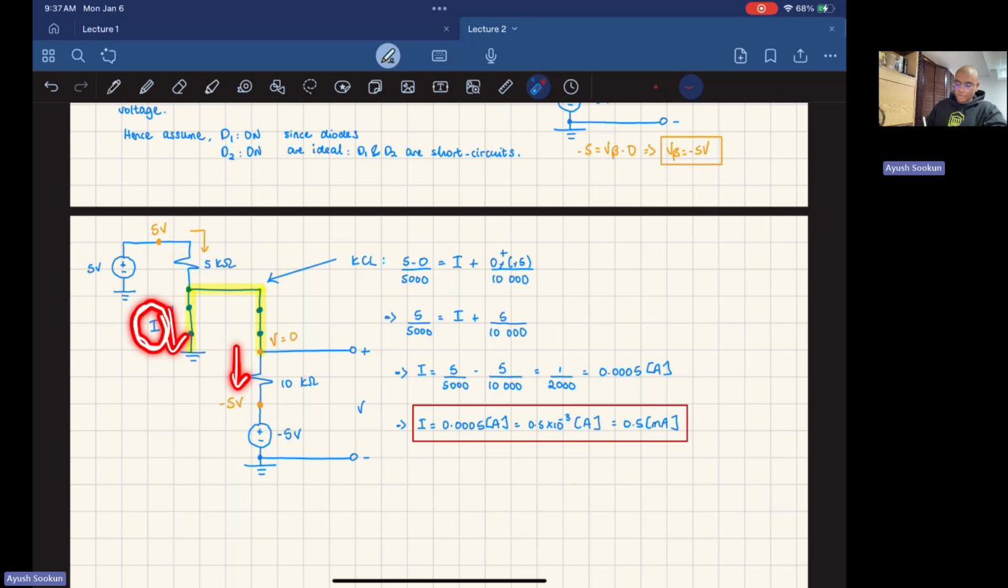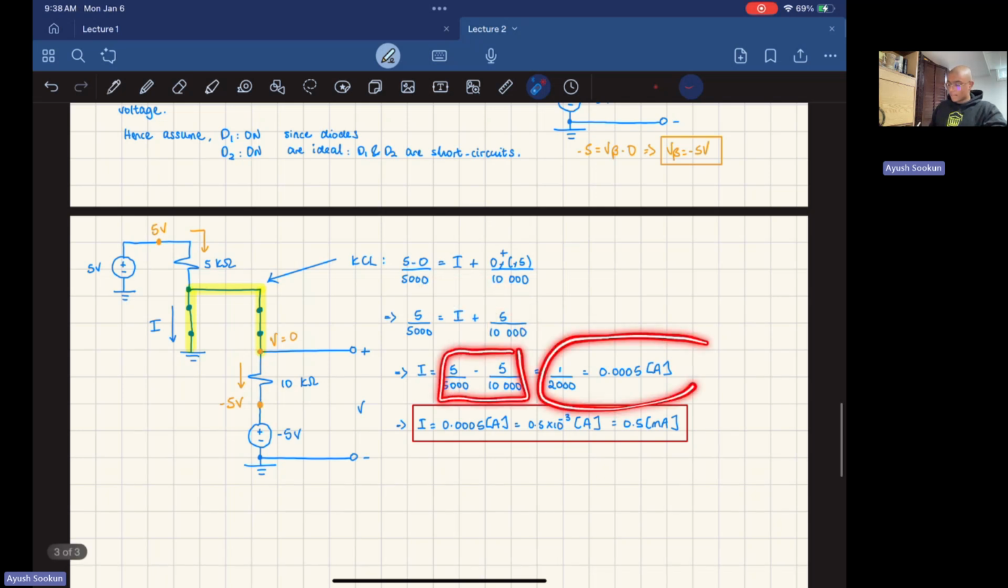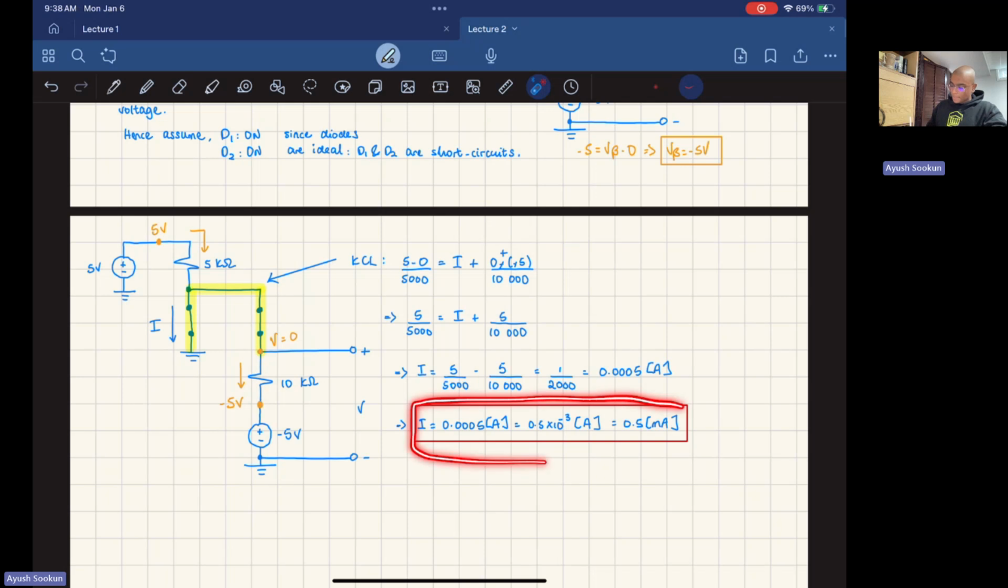Of the currents flowing out, the first one is our unknown I that we want to find. And the second current flowing out is going to be 0 minus 5 over 10 kilo ohms. So that's going to be 0 plus 5 over 10,000 ohms. So we have this equation right here. Now, I is what I want to find, so I'll send this to the other side of the equation. It's just basic algebra. I do this calculation and I get my current. So my current is 0.5 milliamperes.